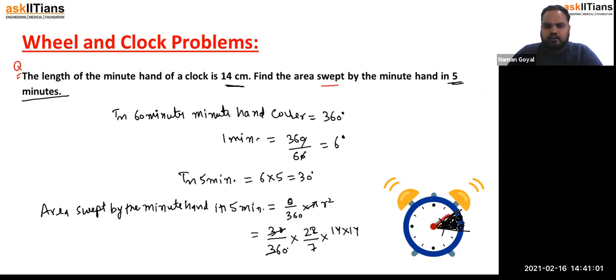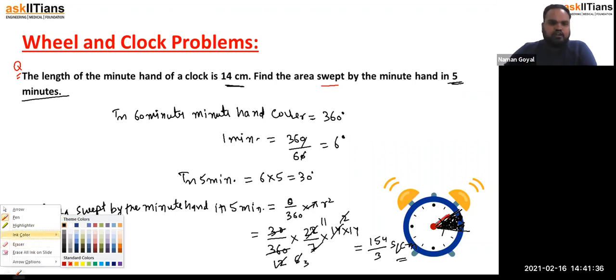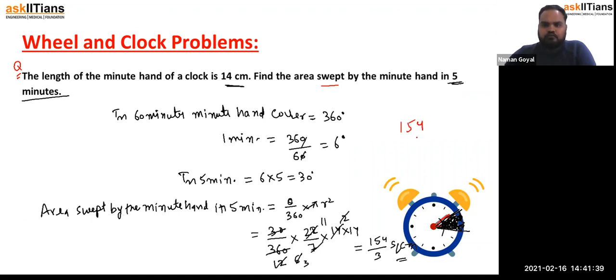Now 30 cancels with 360 leaving 12, 7 cancels with 14 leaving 2, 2 cancels with 12 leaving 6, and 2 cancels with 22 leaving 11, and 6 gives this 3. So we get 11 into 14, which is 154 upon 3 square centimeters. So the area covered is 154 upon 3 centimeter squared.